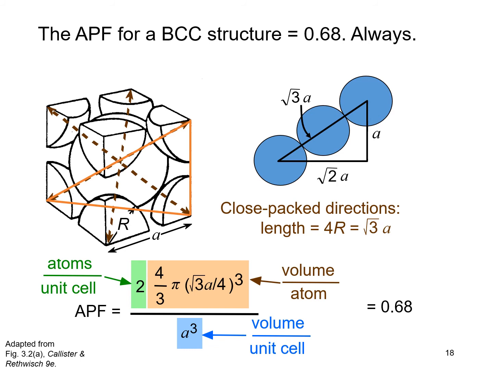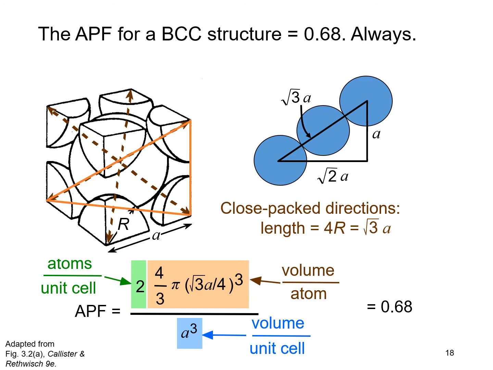The length of the cross diagonal close packed direction can be solved easily using a 2D cross section of the cross diagonal. Because there are 4 radii along the close packed direction, and one side of the cube is length A, we can solve for the length of the close packed direction using the Pythagorean theorem and establish the relationship between A and R. So now we have everything to calculate the APF.